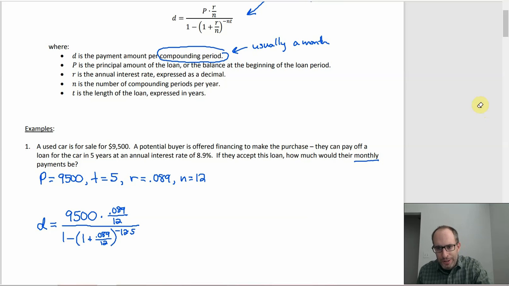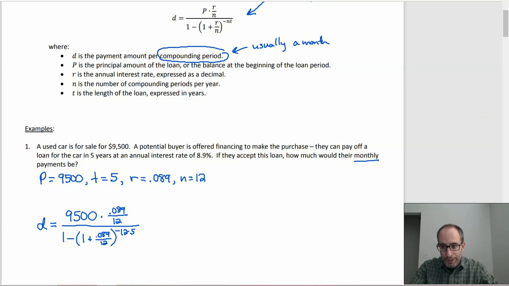And a multiplication dot. Didn't end up right where I wanted. Let me just fix that up a little. There, that's a little better. Okay. The only thing that I think you could really simplify before putting it into your calculator would be the 12 times 5. So that thing that's in parentheses in the denominator is going to get raised to the power of negative 60.